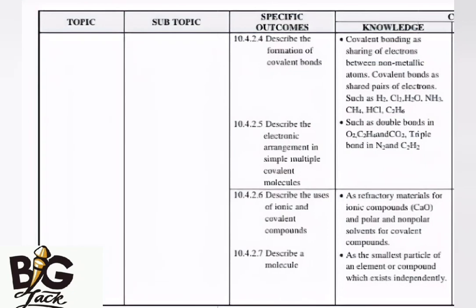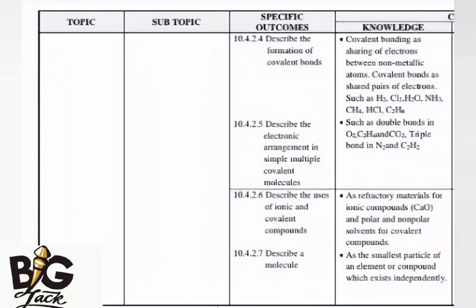Apart from that one, they can also ask you to describe the electronic arrangement in a simple multiple covalent molecule, such as double bonds in oxygen, and also in ethene, and also carbon dioxide. Triple bond, like for example in nitrogen gas, and also ethyne. Okay, so those are the examples.